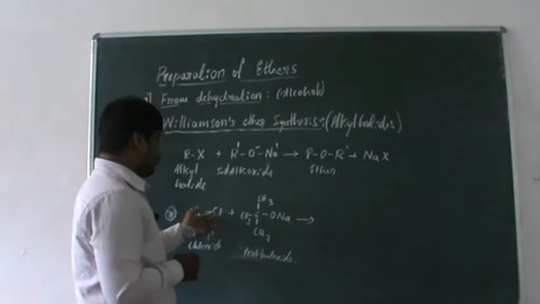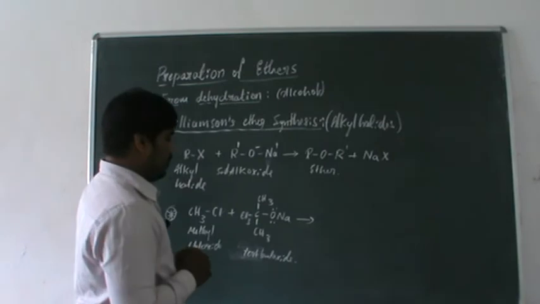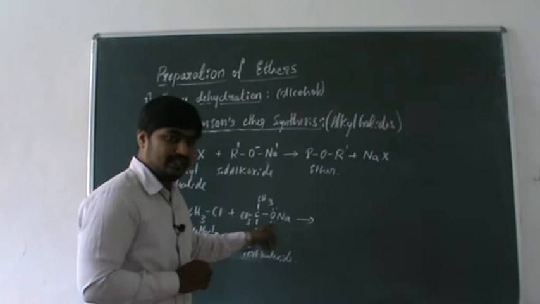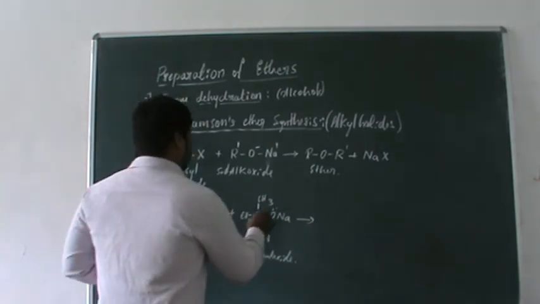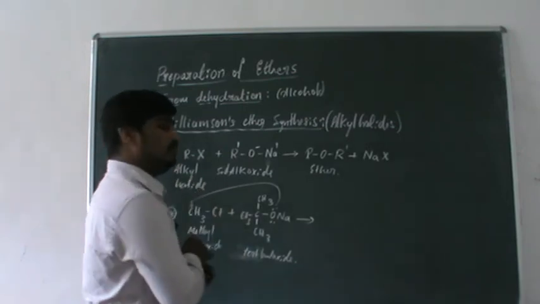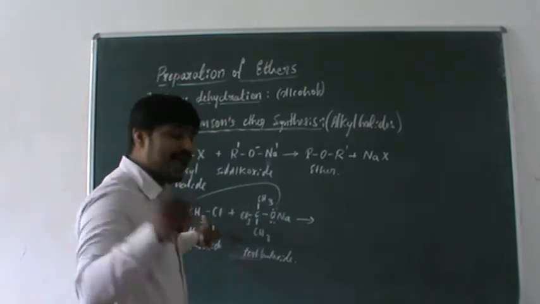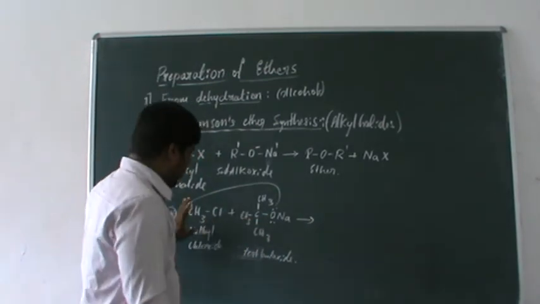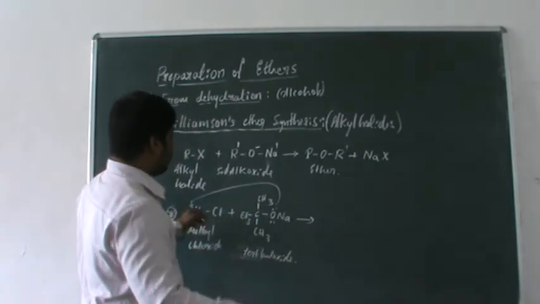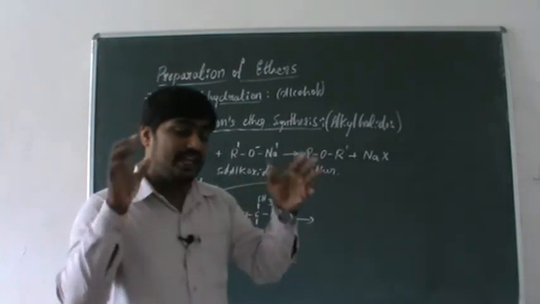In this case there is no negative part. Mainly in this case, the sodium alkoxide contains this oxygen, which acts as a nucleophile, and the nucleophile attacks the primary carbon on the back side. Back side of the primary carbon is the opposite direction of the Cl in the three-dimensional view.